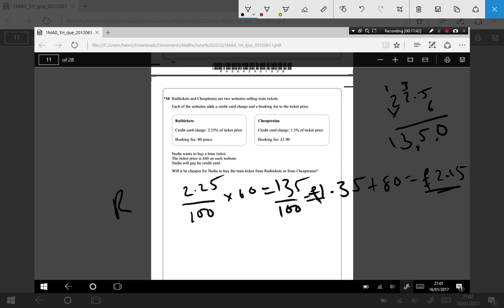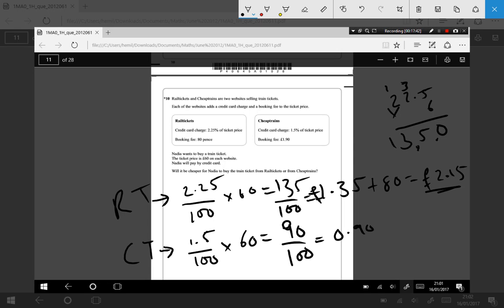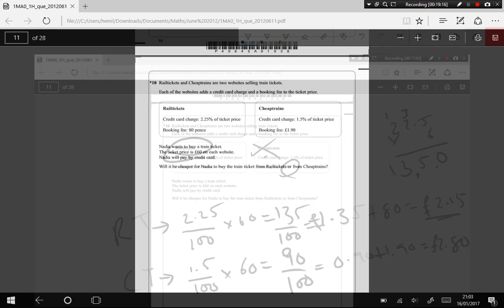So this is rail tickets. Now let's do cheap trains. It charges 1.5% of the price, 60. So it's the same thing. 1.5 times 60 is the same as doing 15 times 6, and you know that 15 times 6 is 90. So 90 over 100 is equal to 0.9, plus the booking fee, which is 1.9, and that gives you a grand total of £2.80. So you can come to the conclusion that rail tickets is cheaper than cheap trains. All you write for your answer is that rail tickets is cheaper than cheap trains by 65p, and you shall get 4 marks.